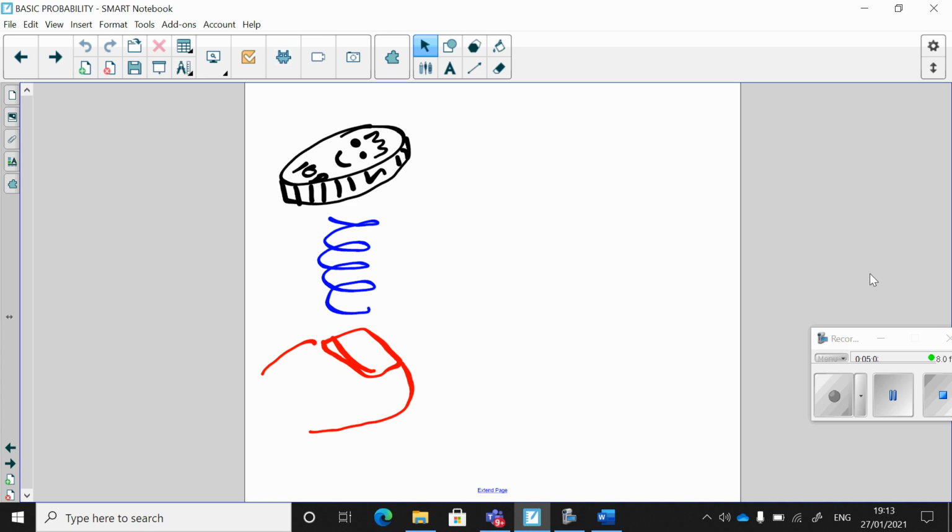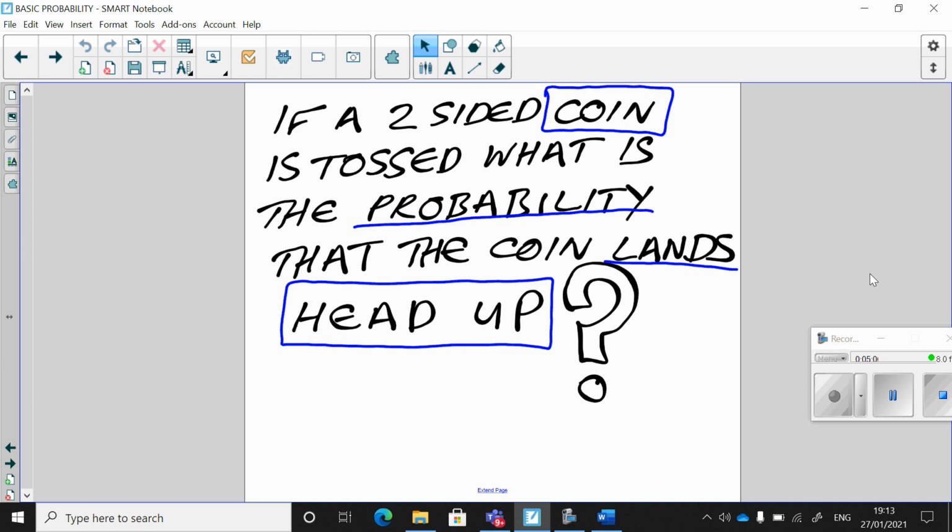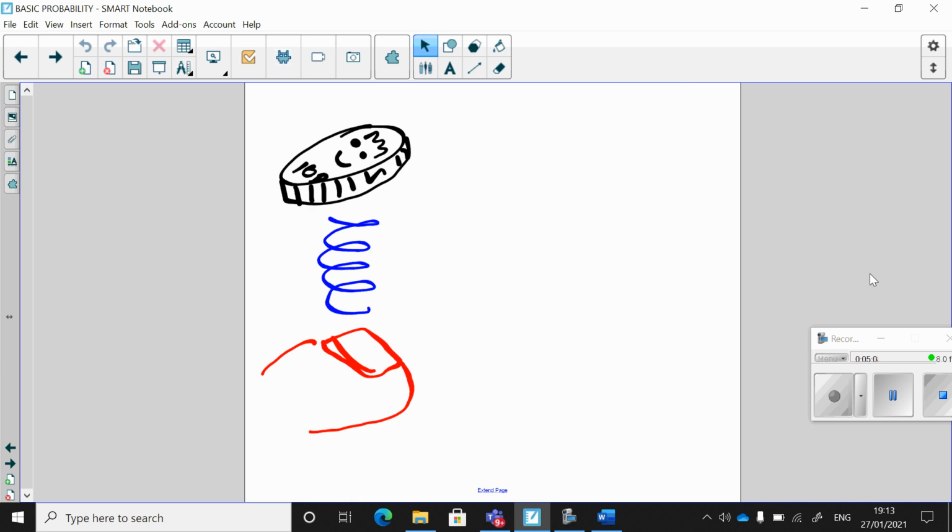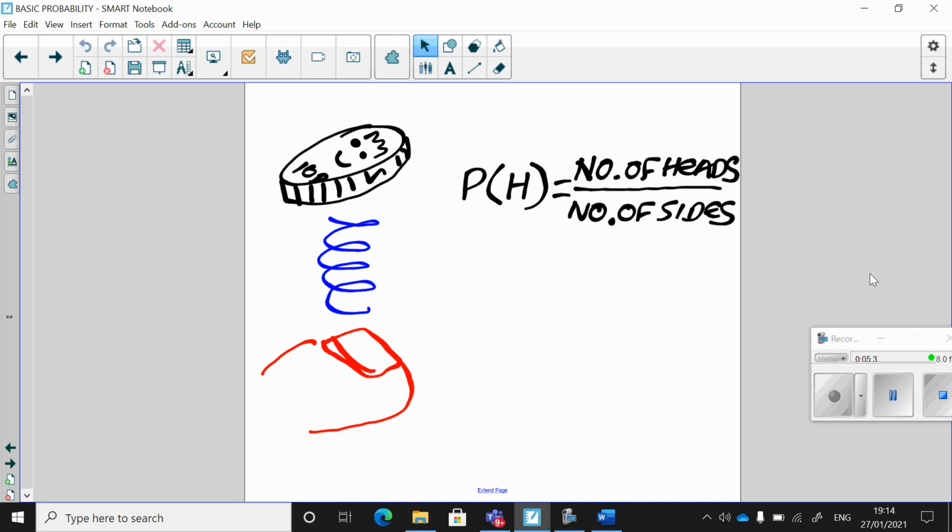And what I want to happen is that it lands heads up. So let's go for it. So the probability of heads. So I'm putting P with that H in the bracket to represent heads. As long as the notation that you use there, if you're happy with it, that's fine. Then we're going to have a fraction here. So how many heads do we have in the coin? That would go in the top. How many sides are we going to have of the coin? That would go in the bottom. Okay, so number of heads over number of sides.